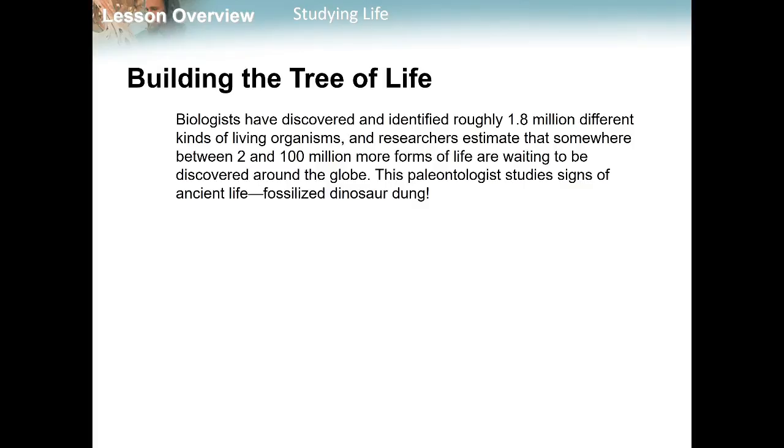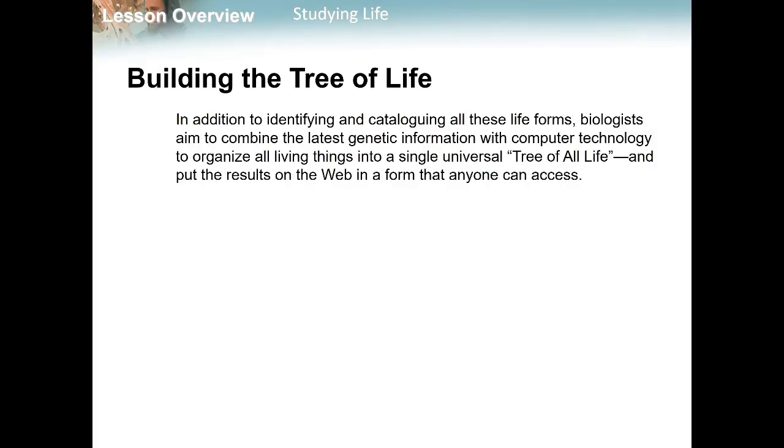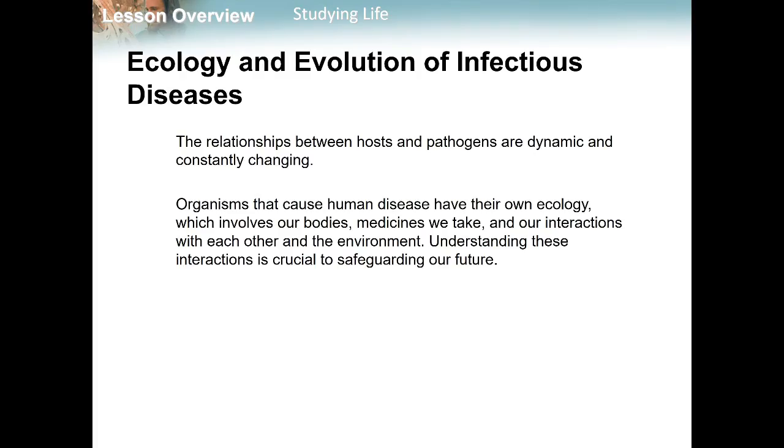Paleontologists are studying signs of ancient life through looking at fossilized dinosaur dung, that's their poop, so that they can get a better understanding of the type of organisms that existed long ago and to kind of see the change that's happening. They're identifying and cataloging all these life forms, and they hope to combine the latest genetic information with computer technology to organize all living things into a single universal tree of life, so that we can see where we all came from. And it'll be a complicated web type form that people can access.